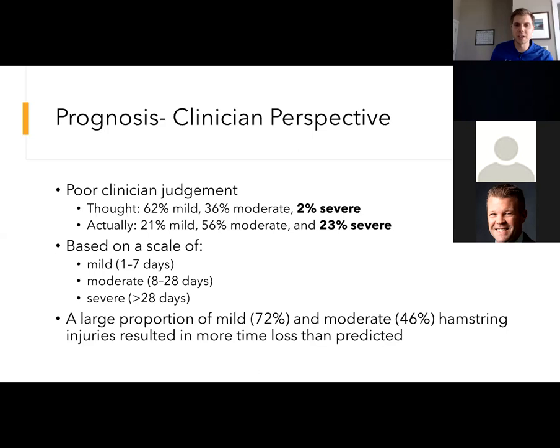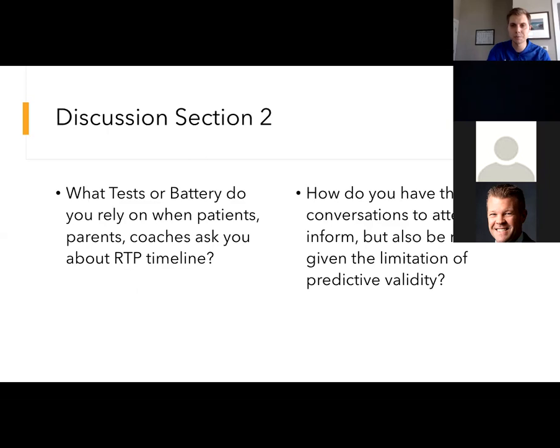So as you can see, they definitely underrated the amount of severe injuries when they looked back and saw how long it took these athletes to get back. So a large proportion of the mild and moderate hamstring injuries result in more time lost than predicted. So maybe we're underdiagnosing how long it's going to take these individuals to get back to playing their high intensity sports. So with that, we'll open it up to the discussion section again.